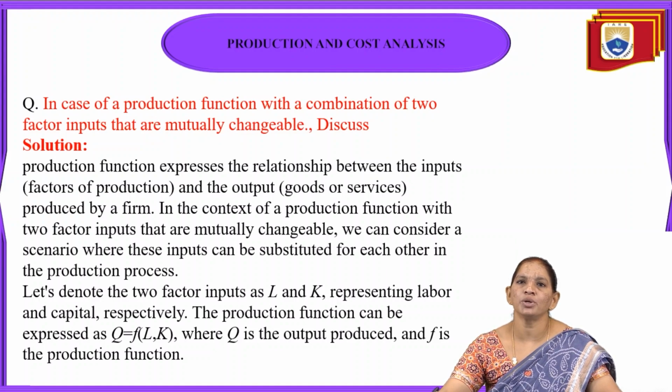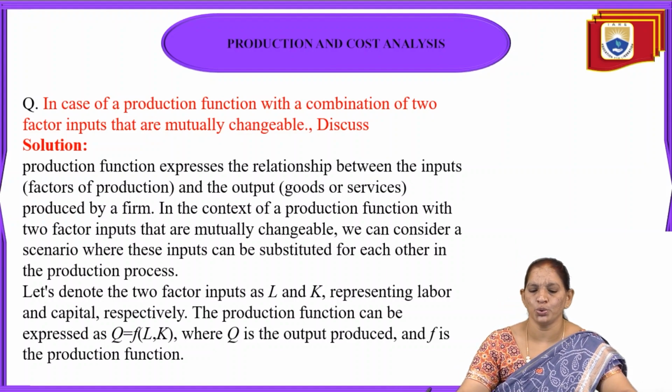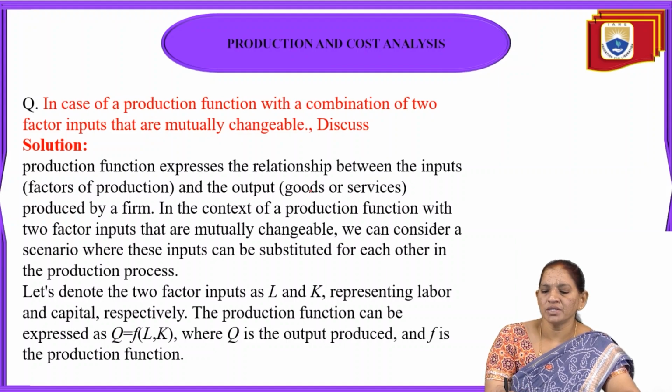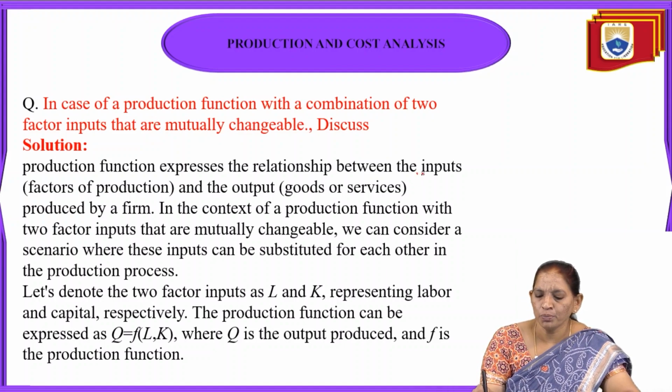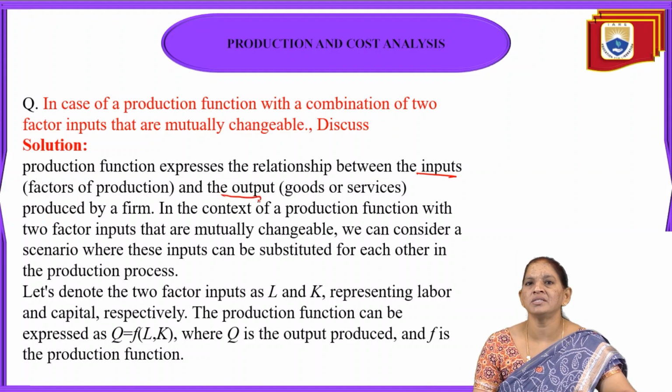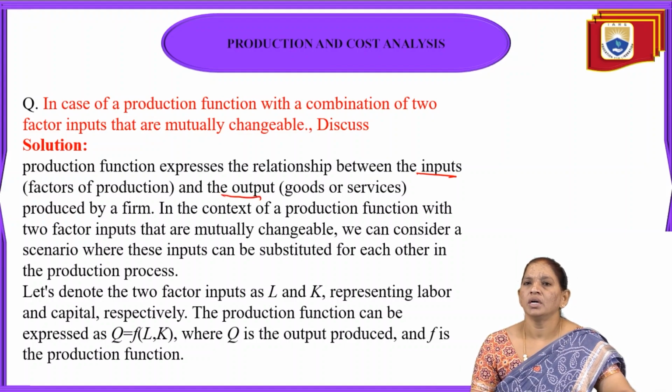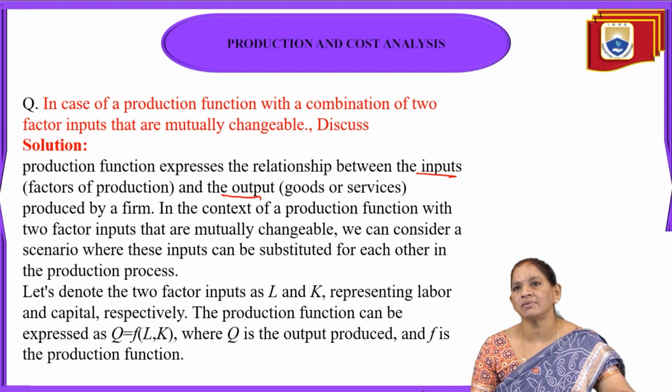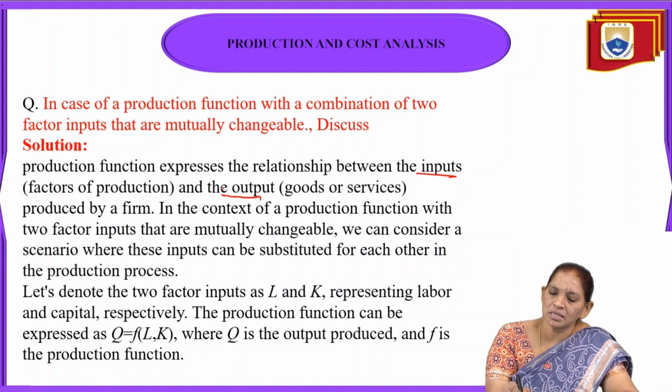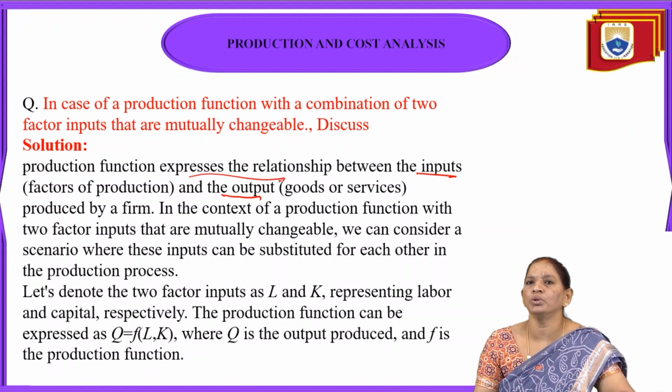So first we'll see what a production function is, what the one variable production function and the two variable production function are, and how they are mutually changeable, which we can discuss in the solution below. The production function expresses the relationship between the input factors and the output. It says what sort of inputs we utilize in production, like land, labor, capital, and what amount of goods and services we produce. So there is a technical relationship between both that we can identify in the production function.